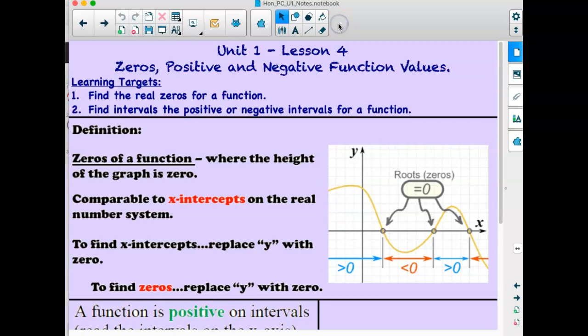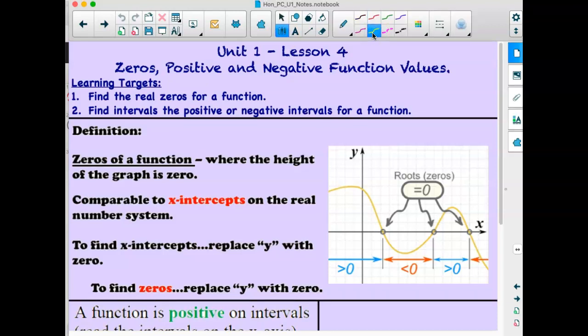So learning targets: we are going to be finding the real zeros for a function, and worry about the non-real or the complex later. We're going to find the positive or negative intervals for a function. There we go.